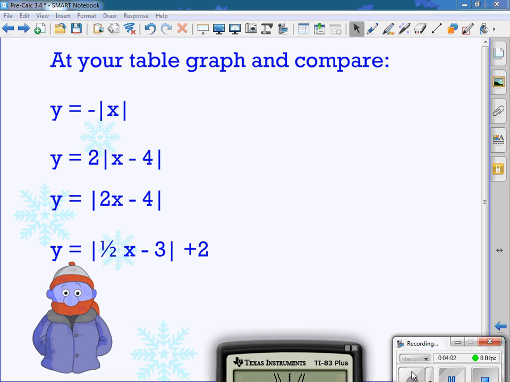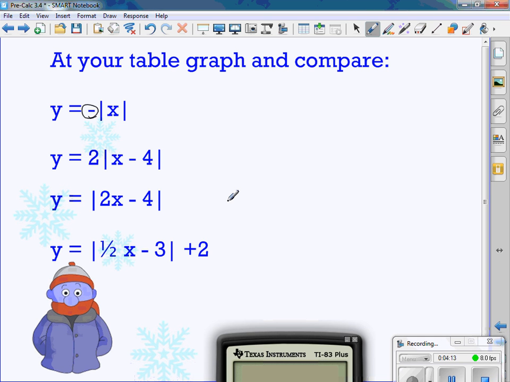These ones. What parent function am I looking at here? Absolute value. All right, looking at these, we don't even need to graph. This negative out front does what? Reflects it over the x-axis. Now, this was the one some people had a hard time with. This 2 out front.